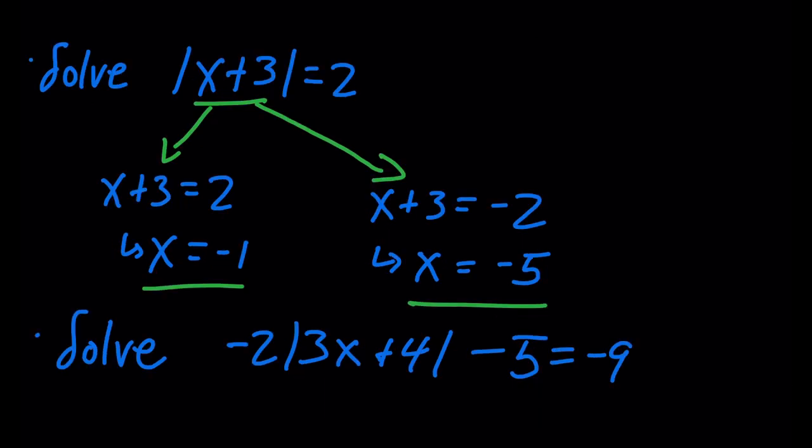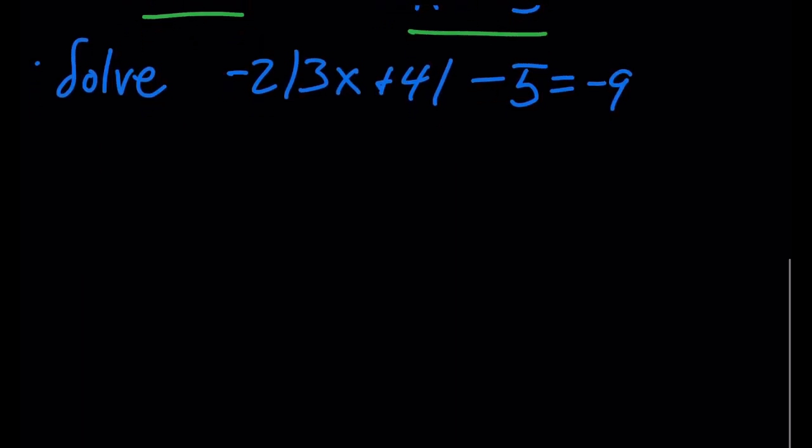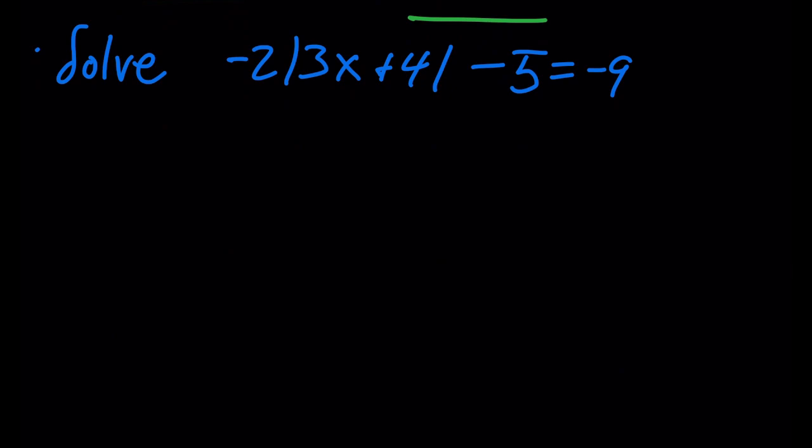Now is a good moment to pause the video, try this next problem on your own, and when you're ready, unpause the video and you'll see me go through an explanation for this problem. We have to solve negative 2 times the absolute value of 3x plus 4, minus 5, equals negative 9.